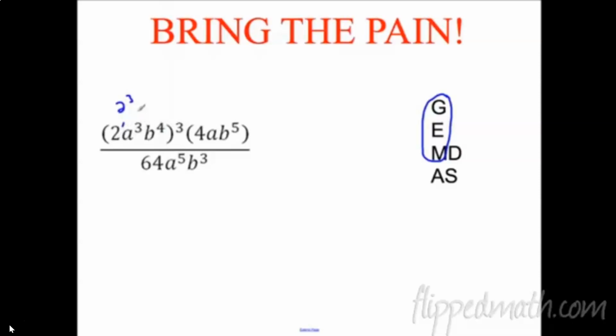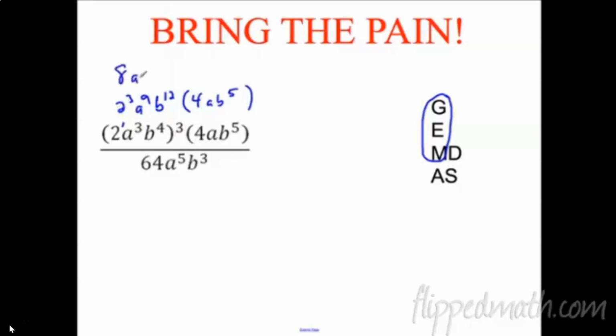2 to the 3rd. A to the what? 3 times 3 is 9, because I know I'm multiplying. B to the 4 to the 3rd is B to the 12. Then I'm going to multiply that bad boy by what? 4ab to the 5th. Super. So let's go ahead and multiply. What is 2 to the 3rd? 2 times 2 is 4 times 2 is 8.